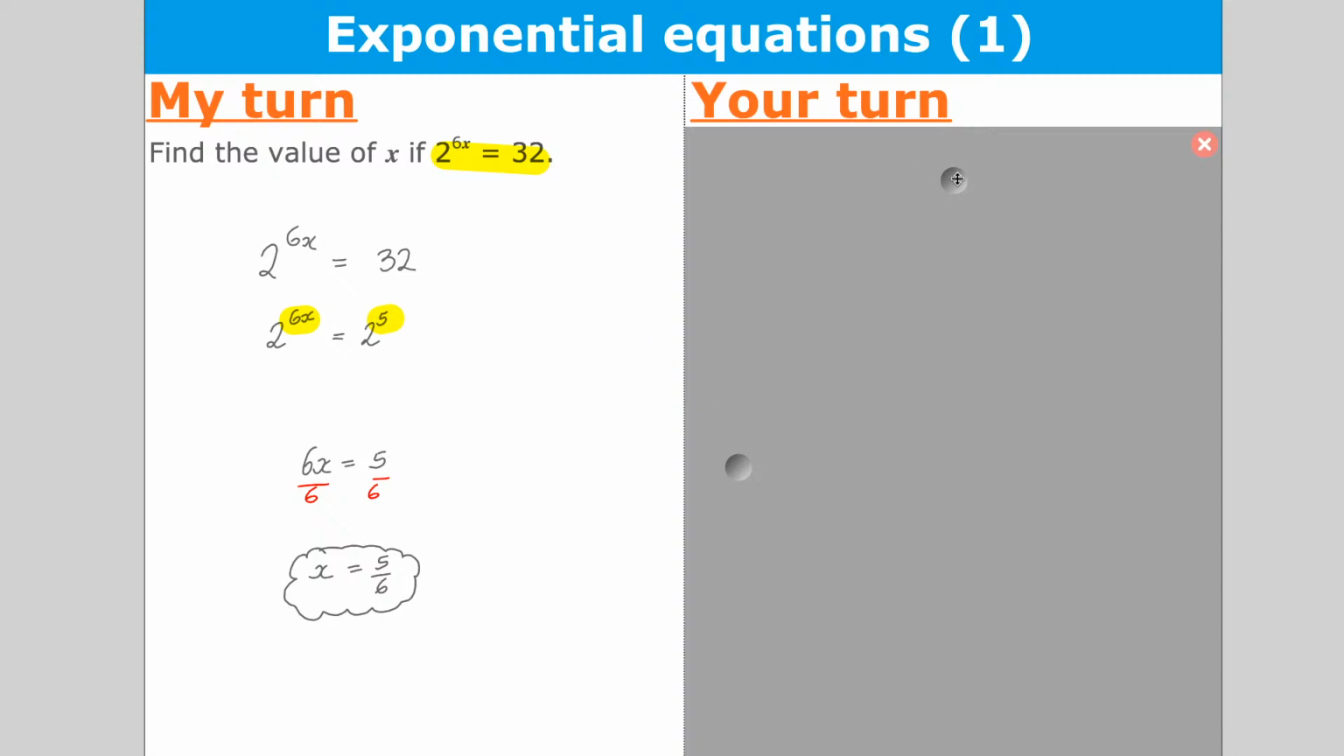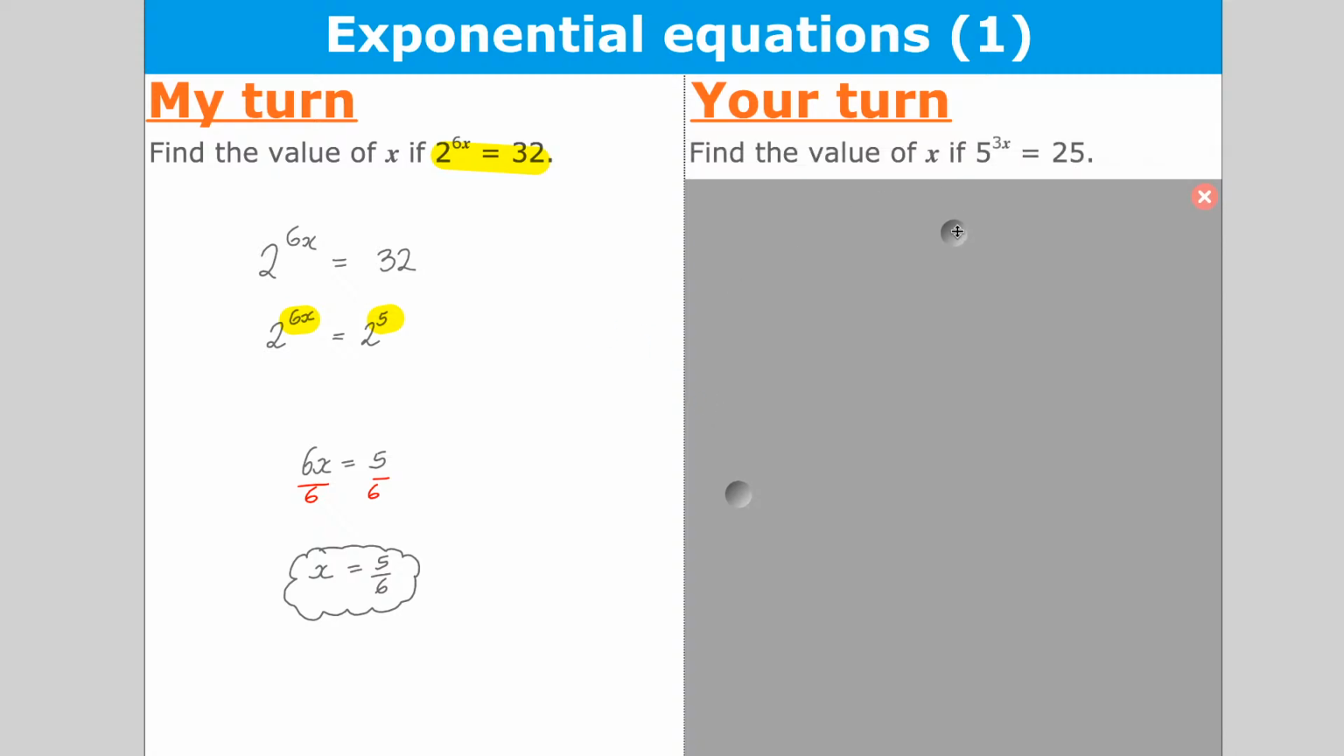Over to you. Here we go. Time for you guys. Find x in this bad boy. Go.